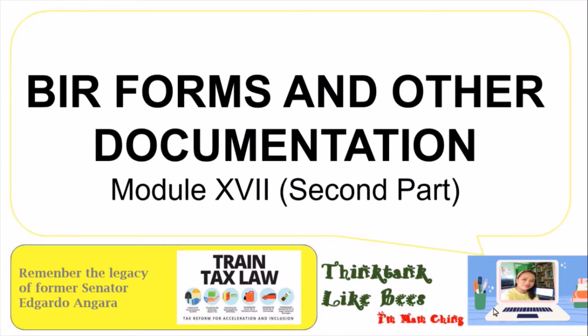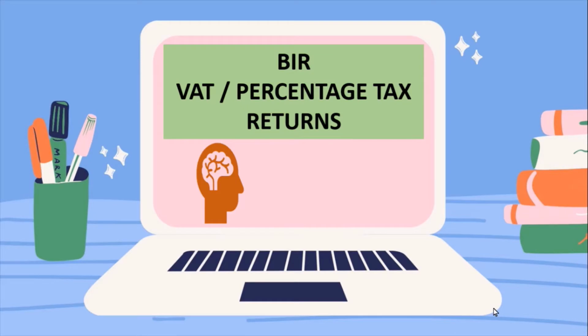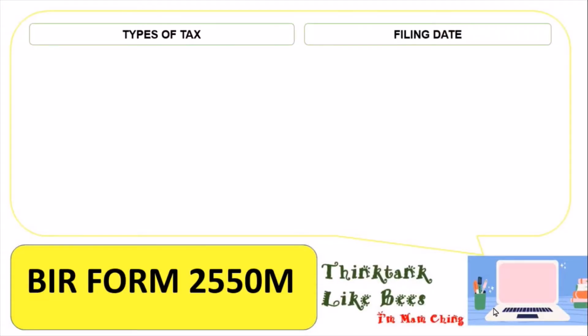So, let's start. First, we are going to discuss the VAT and the percentage tax return. Here we are going to discuss 5 forms, such as the following: Form 2550M, Form 2550Q, Form 2551M, Form 2551Q, and Form 2552. So what are those?